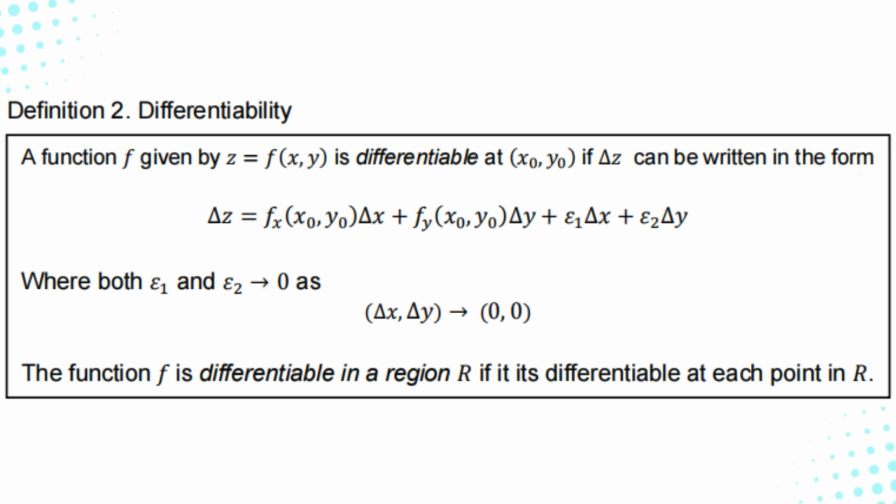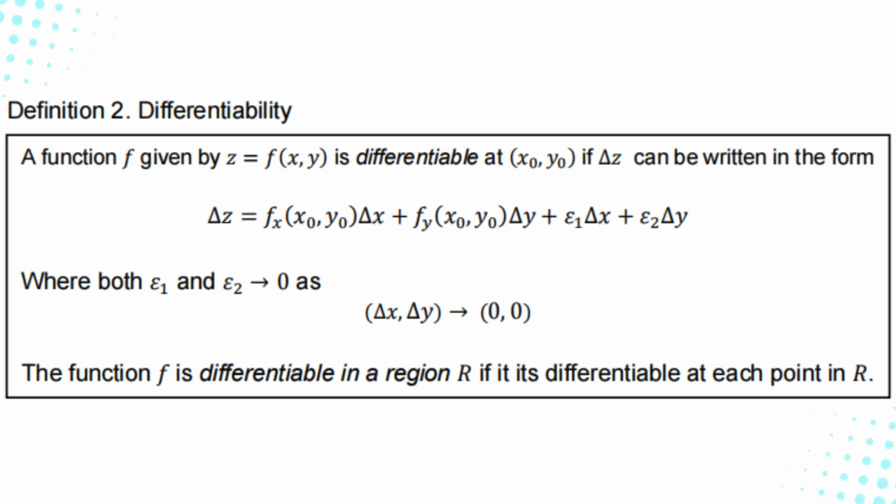F sub x at x sub 0, y sub 0 times delta x plus f sub y at x sub 0, y sub 0 times delta y. This is exactly the total differential dz we saw earlier. It's the linear approximation to the change. Next, we have the error terms epsilon 1 times delta x plus epsilon 2 times delta y. These are the errors in our linear approximation.